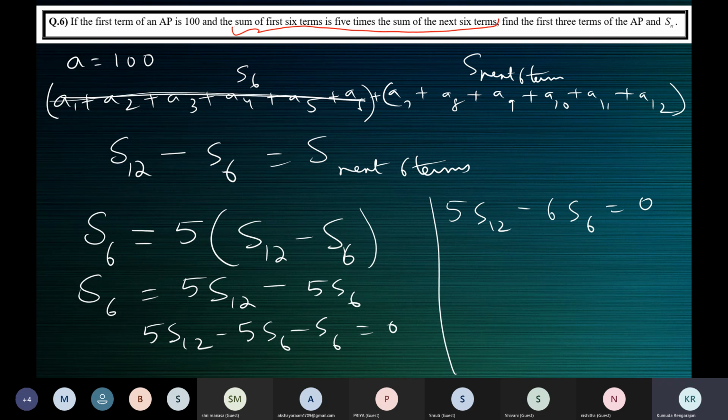The three unknowns are A, N, and D. A, we know the first term is 100, given. N, we know, is 12 and 6. So D is the only thing you don't know, and you can find D from this. Please work. S12 is 12 by 2 of 2A, 2 into 100. Use the formula and do it.